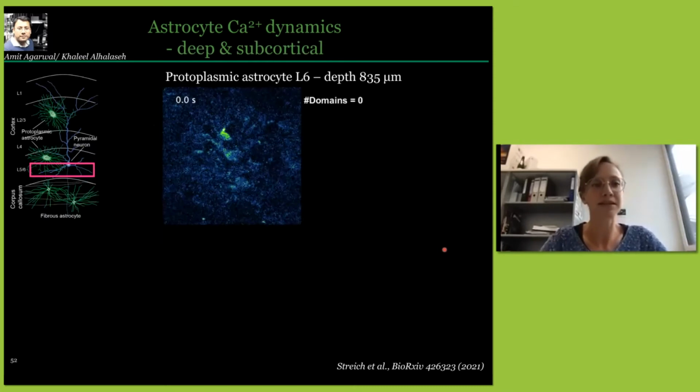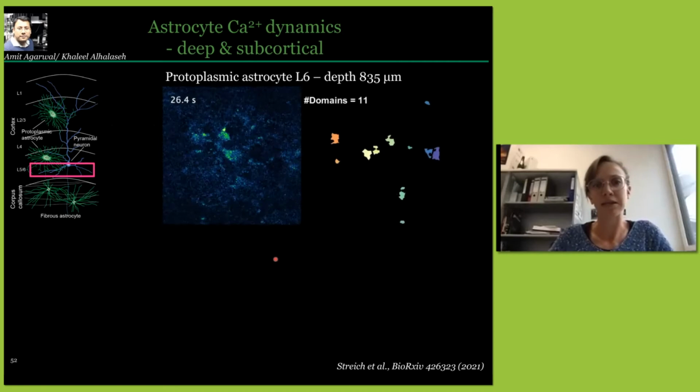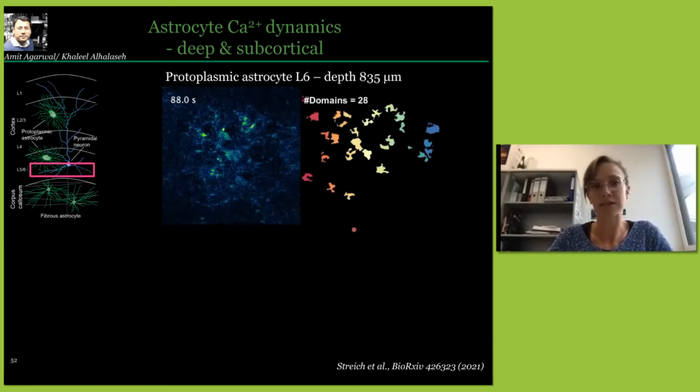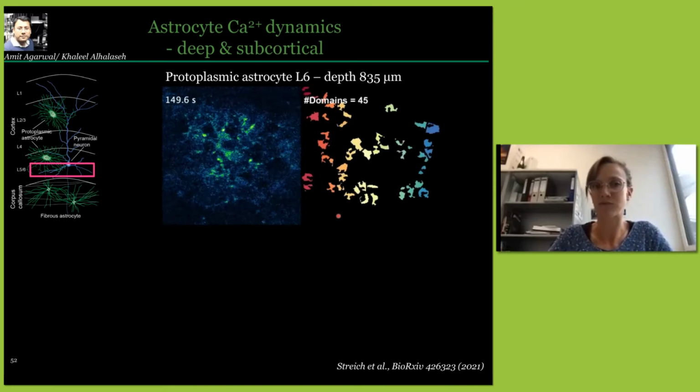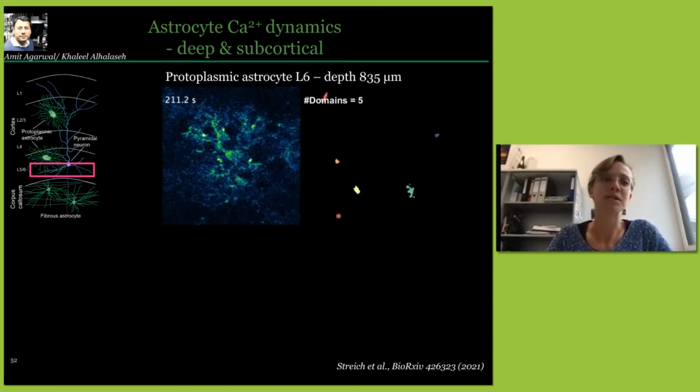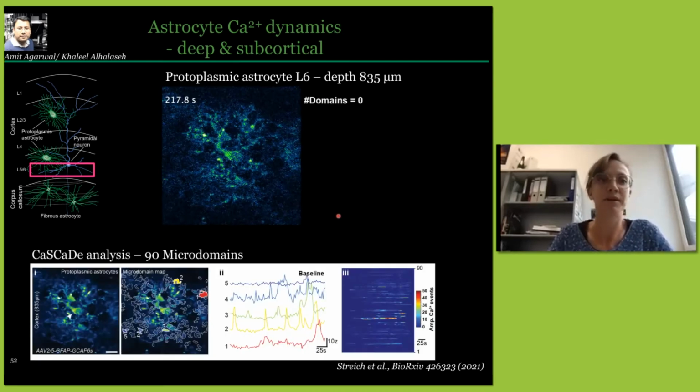And here you can see an example of a protoplasmic astrocyte recorded at layer 6 at 800 micrometer depth. And here the astrocyte is also labeled with GCaMP. And on the right, you can see the automatic detection of the calcium transients of the microdomains, which is performed via an analysis pipeline called CASCADE, which is developed in the lab of Amit Agarwal. And data analysis here was performed by Khalil, a master student in his lab.